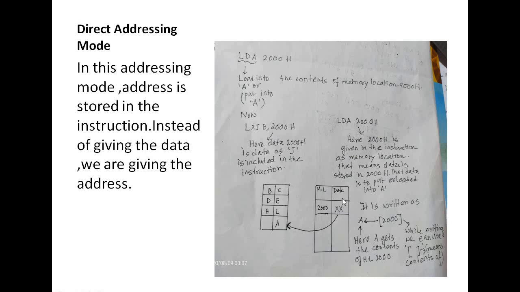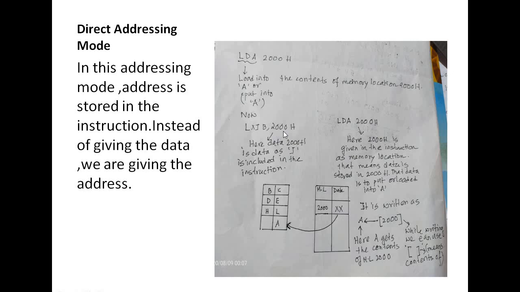Understood? So this memory location where the data is stored will be given in the instruction, and from that memory location the processor will access the data. And it will load the data into accumulator. Clear? So now you make a comparison.